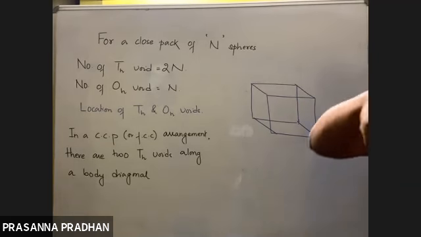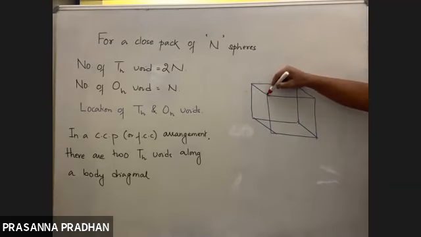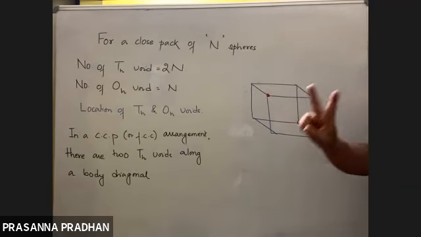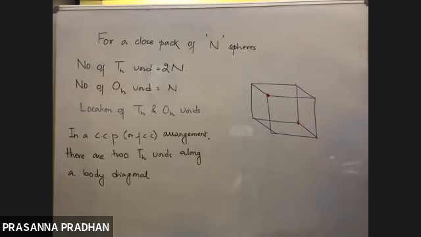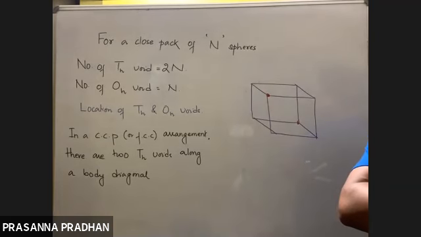कितना कॉर्नर कनेक्ट करने से एक बॉडी डायगोनल मिलेगा? बॉडी डायगोनल मतलब ये, why are you getting confused? ये कॉर्नर और ये कॉर्नर जोड़ दो, एक बॉडी डायगोनल मिलेगा. तो कितना कॉर्नर्स कनेक्ट करने से बॉडी डायगोनल मिलेगा एक? So 2. How many corners are there? 8. तो 2 कॉर्नर कनेक्ट करने से एक बॉडी डायगोनल मिलेगा.